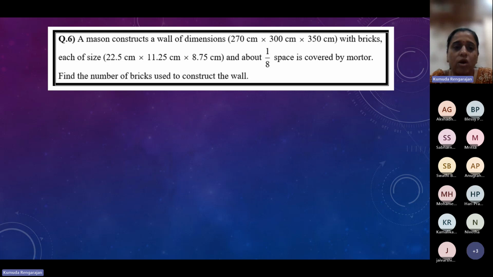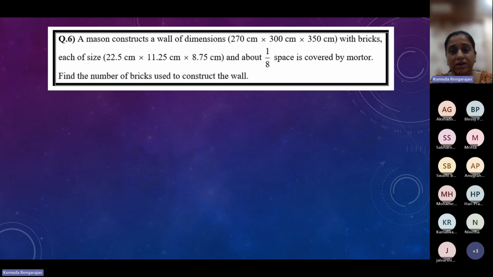So volume of the wall is equal to volume of the bricks plus the volume of the mortar. Mortar is used to bind the bricks together so that it's a wall, a strong wall. So a mason constructs a wall, dimensions given to you with bricks, again the size of the bricks given to you, and about 1/8 space is covered by mortar.